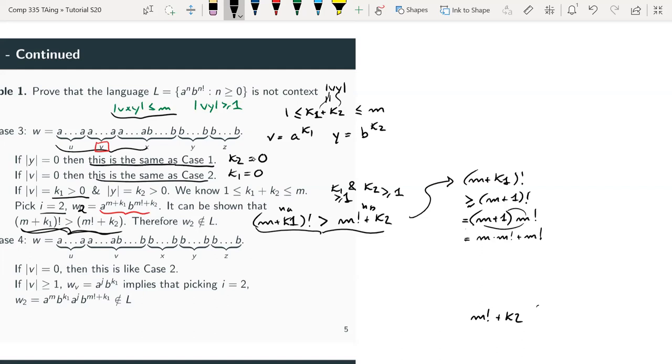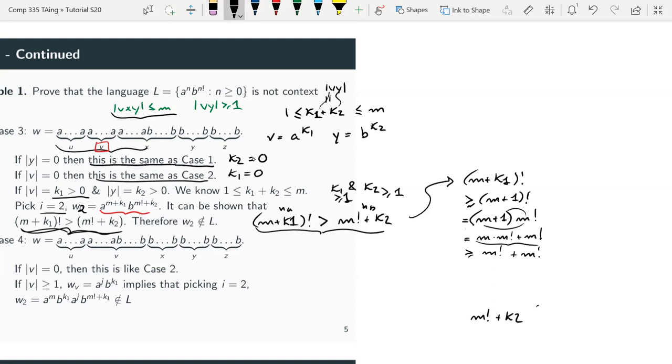And then what I can observe is that if I know that M is at least one, so M times M factorial is greater than or equal to M factorial. So you have M factorial plus M factorial is at most this. So now what has happened is I have essentially the first column of what I'm looking for. The second column is I want to show that M factorial is strictly greater than K2. Okay, that's how I'm reasoning about it. Okay, so how do I do that?